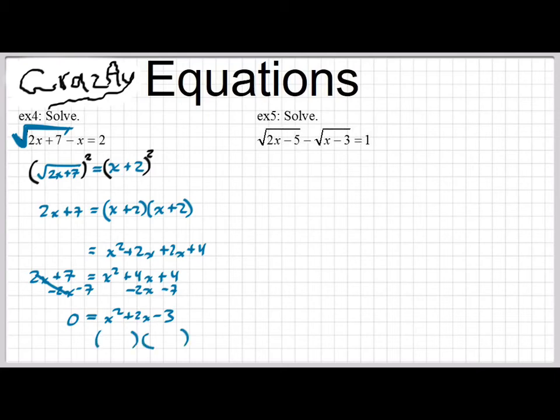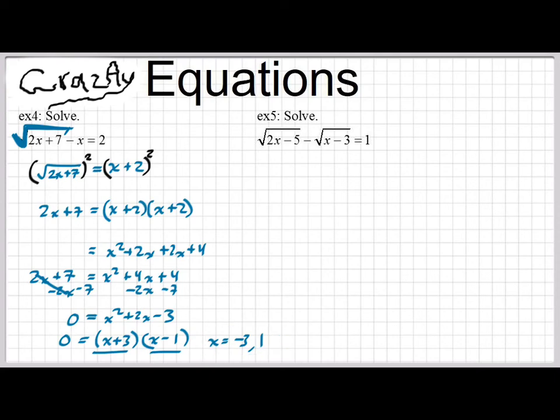If we factor, we get x plus 3 and x minus 1. What multiplies to give me negative 3 and then adds to give me 2? The answer is positive 3 and negative 1. And so I just set each of these factors equal to 0. Using the zero property, I get x equals negative 3 and positive 1. Those are my two solutions.